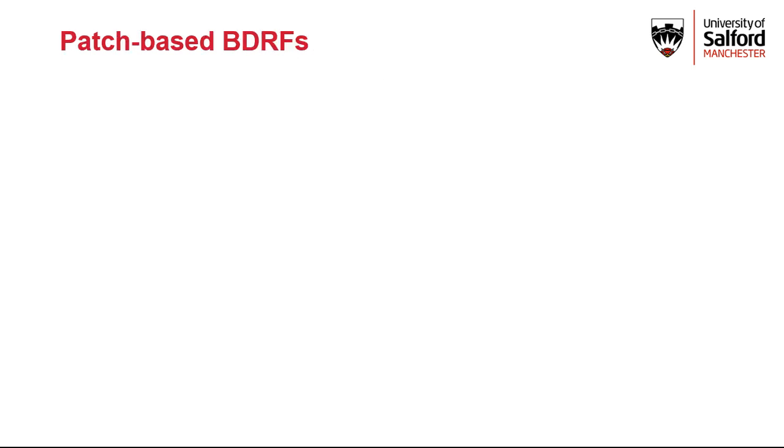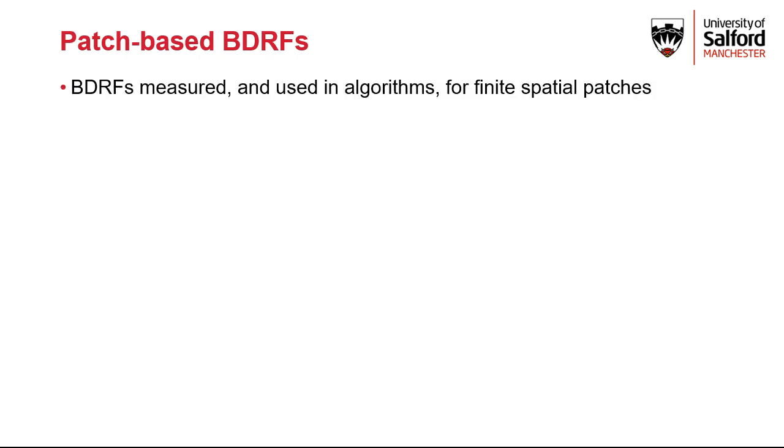So the first extension of this really is the idea of patch-based bidirectional reflectance functions. Now then, if you're going to measure bidirectional reflectance functions, be it with holography or whatever other technique, they're going to have to be measured for some sort of finite spatial patch. The same goes for how they're used in algorithms. If you look at the acoustic radiance transfer algorithm by Siltanen, or any of the other similar algorithms, Savioja and Svensson called them patch-based geometric algorithms in their review paper recently.